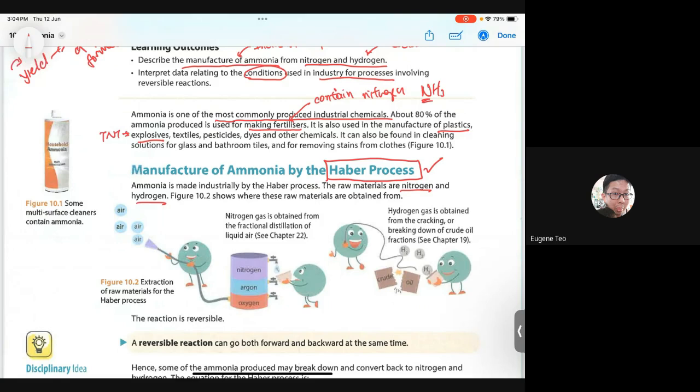First, nitrogen gas is obtained from the fractional distillation of liquid air. Please put a star here, because it is commonly asked how nitrogen gas is obtained in the Haber process. They collect the air, and let it undergo fractional distillation, and in the fractions I can collect nitrogen. Why can you do fractional distillation of liquid air? Because the gases have different boiling points. This is a quick recap on your separation techniques.